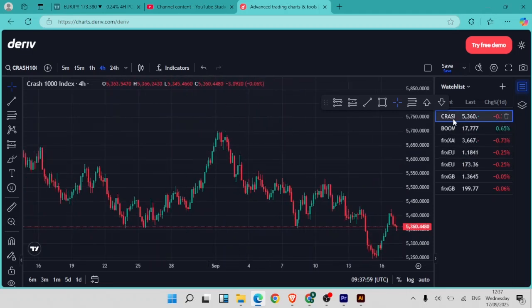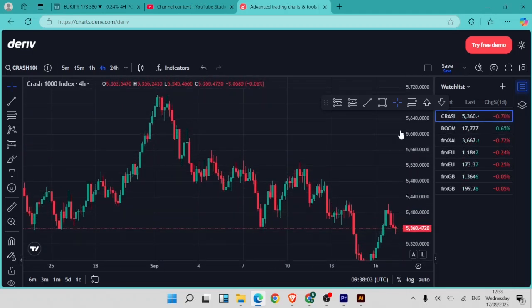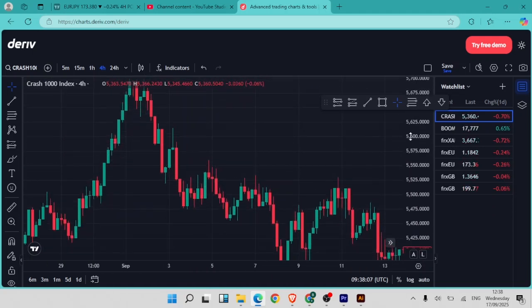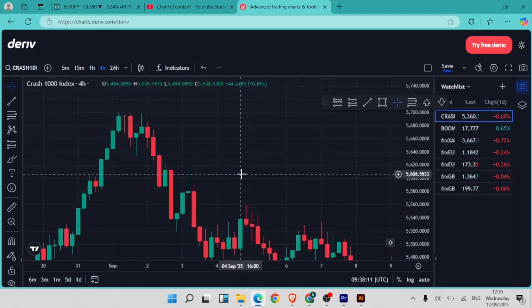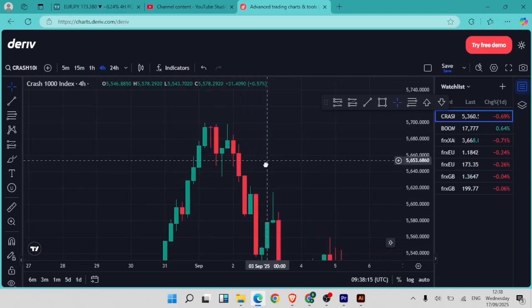This is a Crash and Boom lesson today. I want to show you the power of engulfing candles when it comes to trading Boom and Crash and pretty much any other synthetic indices. So for us, we'll start in the 4-hour time frame.